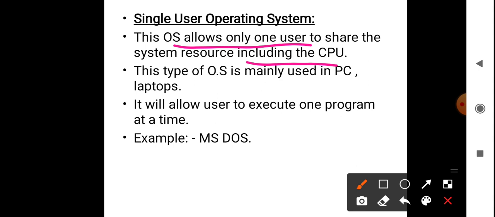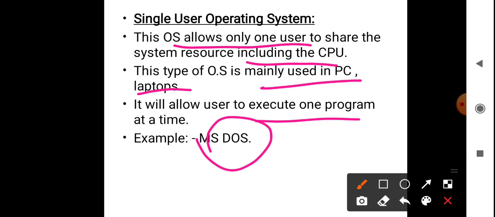This type of OS is used mainly in PCs and laptops. So where will these OSs be used? In personal computers and laptops we are going to use this single user operating system. It allows the user to execute one program at a time. So one program at a time is executed in the single user operating system. For example, MS-DOS. So this is one type of operating system.